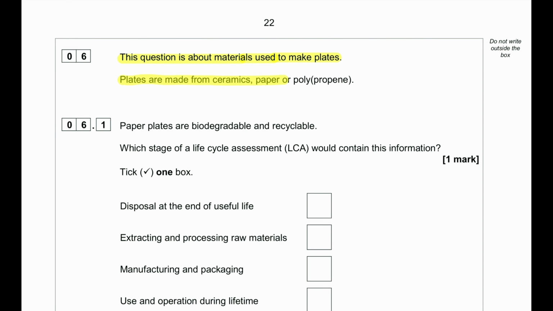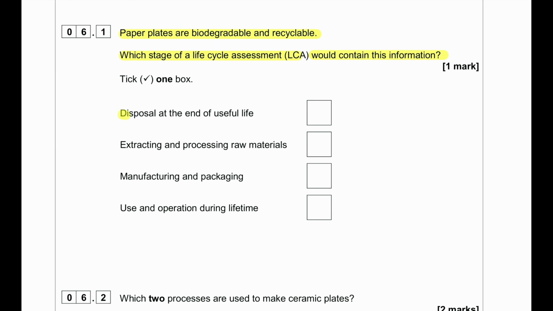Plates are made from ceramics, paper, or polypropylene. Paper plates are biodegradable and recyclable. Which stage of life cycle assessment (LCA) would contain this information? Disposal at the end of useful life, extracting and processing raw materials, manufacturing and packaging, use, operation during lifetime. So the stage of the life cycle assessment would be disposal at the end of useful life.